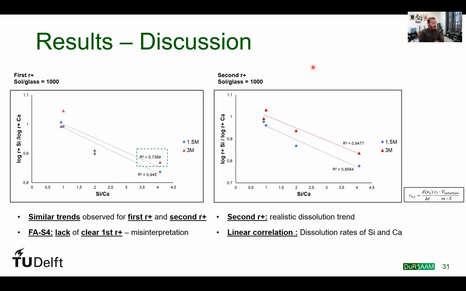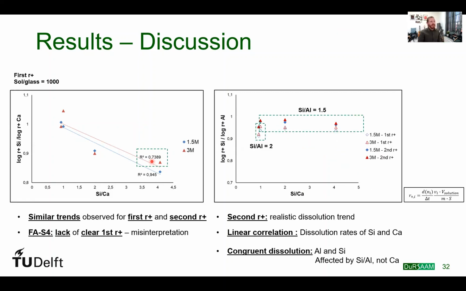We also see a linear correlation in between the dissolution rates of silicon and calcium with the silicon to calcium original ratios for both first and second regimes. And again, we see that the trend line could be more accurate if we could have the observation of these initial peaks for fly ash S4. And we see a congruent dissolution behavior in between silicon and aluminum, which has some differences for higher silicon to aluminum ratios in the glass, but at the end it can be negligible and we can consider them as congruent dissolution.